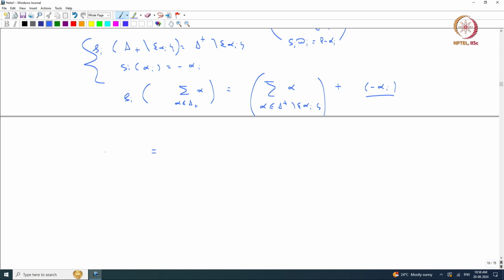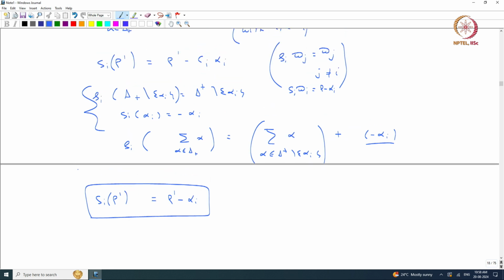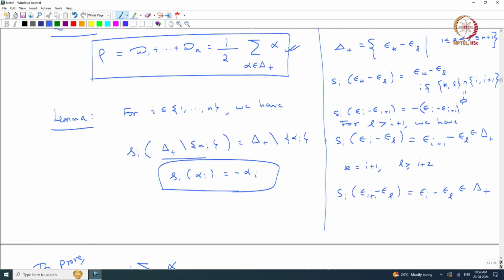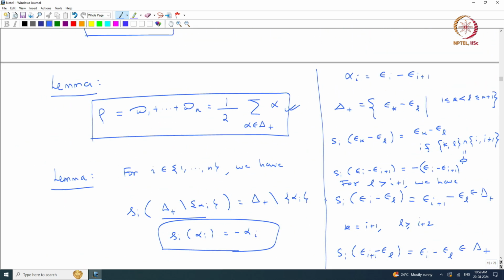You can easily see that S_i of rho dash is going to be rho dash minus alpha_i. Okay. So, I will leave it to you to check this. So, now with this you can see that rho dash minus c_i alpha_i is equal to rho dash minus alpha_i. So, that implies c_i equal to 1, and this is true for all i. So, if you go back to our rho dash expression, you can see that this forces it to be exactly equal to rho. So, rho dash equal to rho. So, this proves that this Weyl vector can be written as half the sum of these positive roots.